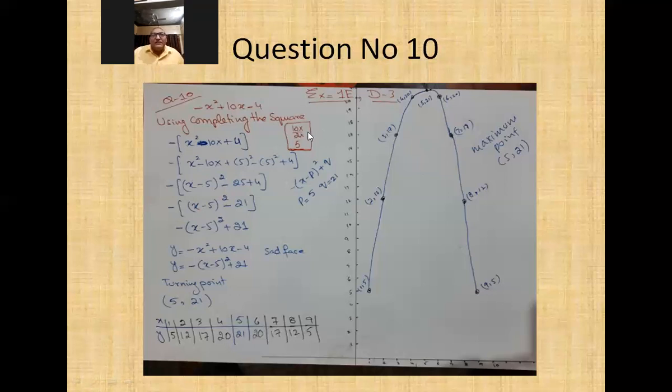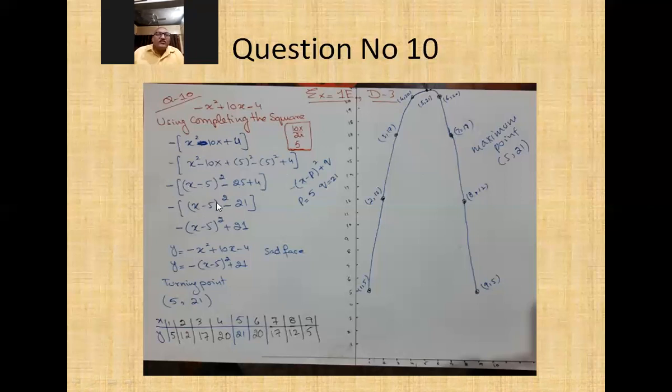I will take this minus 10x and write it in the rough work: 10x, and I will divide it by 2x. Whatever the answer comes, I will square it, add it, and subtract it. So here you can see x squared minus 10x plus 5 squared minus 5 squared plus 4, bracket close. Inside the bracket, these two terms will make (x minus 5) whole squared. Here this will be minus 25, and that will be plus 4.